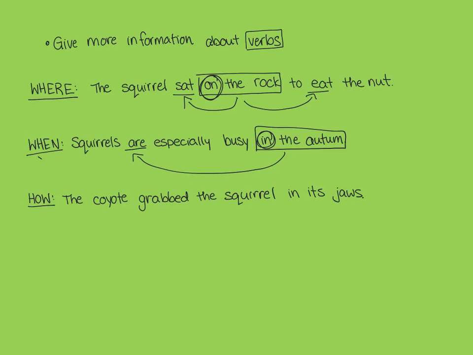The final thing this type of phrase can do is explain how. So how did the coyote grab the squirrel? Well, the coyote grabbed the squirrel in its jaws. So in is our preposition and in its jaws is our prepositional phrase, and that is modifying how it grabbed the squirrel.